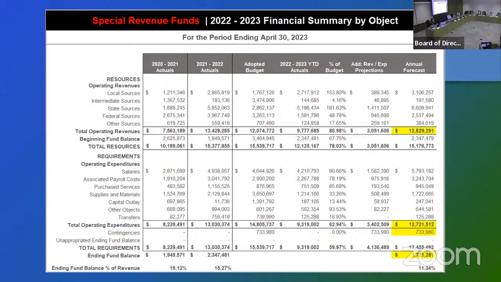The good news is the yellow boxes once again sort of tell the story. The top 2 yellow boxes are operating expenses and our operating revenues, largely in line with one another. And when you add the contingency to our projected ending fund balance, it looks like it'll stay largely in line with what we had this year. So that's good news as well.